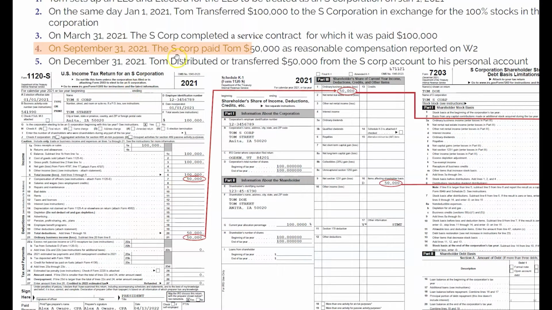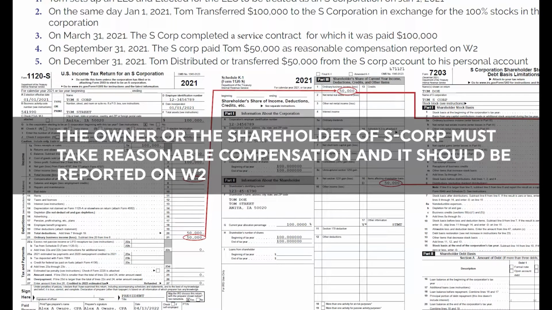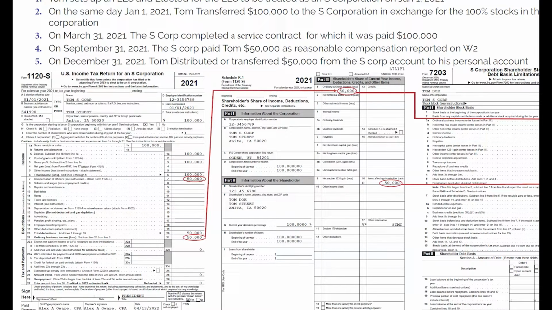On September 31, 2021, the S Corp paid Tom 50,000 as reasonable compensation reported on W-2. Now, we also know that when you own an S Corp, one of the things you need to be very concerned and up to date with is making sure you, as the owner or the shareholder employee who's actively conducting business with this S Corp and working for the S Corp, is taking reasonable compensation. And that compensation should be reported on W-2. So basically, you as the S Corp shareholder need to set yourself up, or the company needs to set you up, on payroll reporting. For example, if you want to set up payroll, you have to register and get a payroll tax account from the state, wherever state you're in. You're going to get all those tax accounts, and then you set yourself up on payroll.